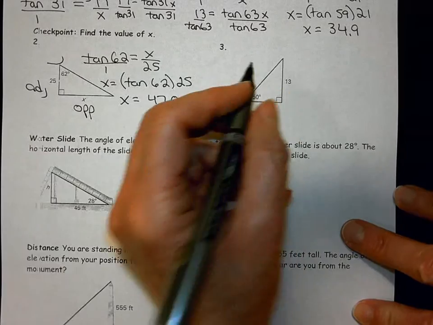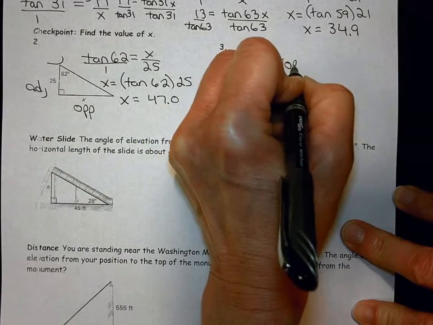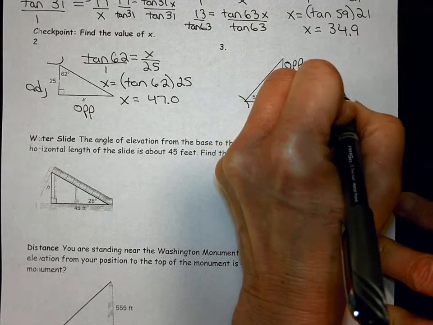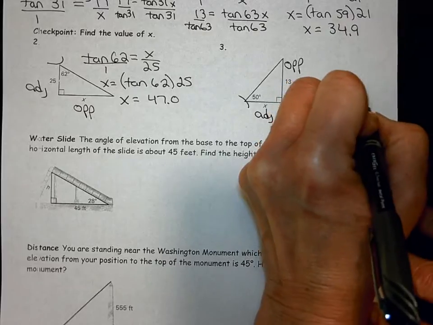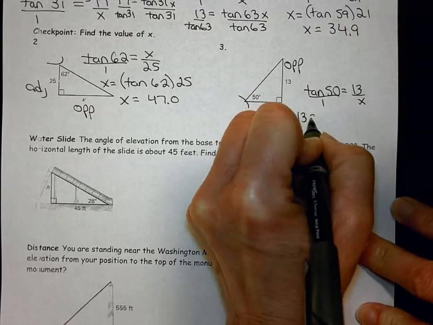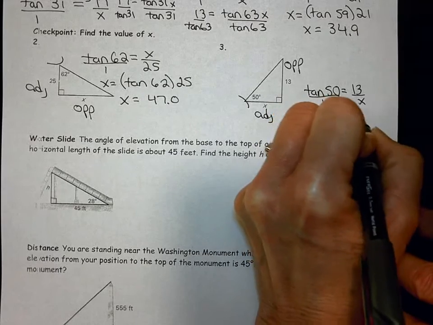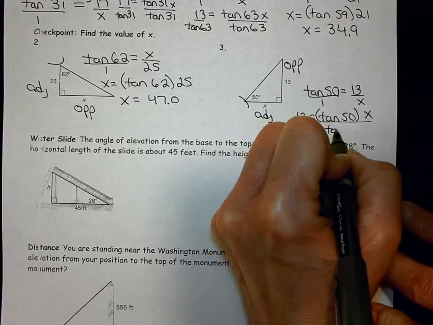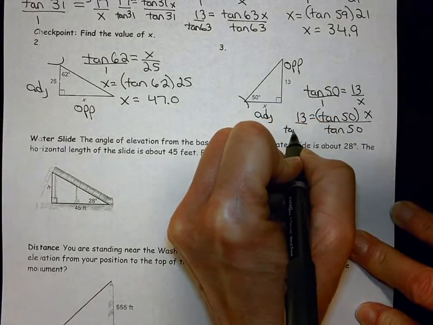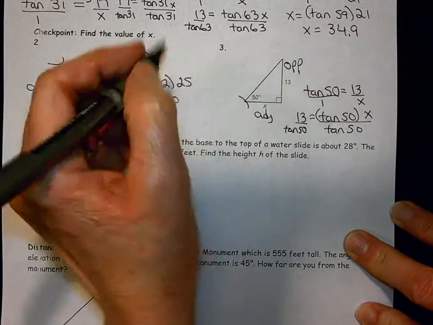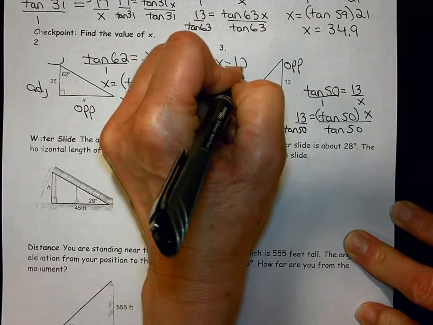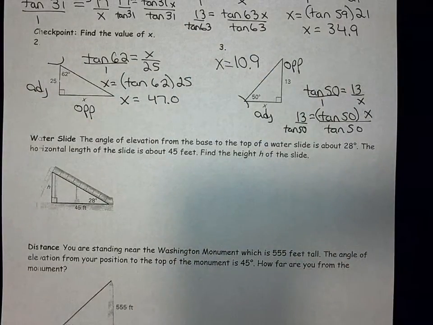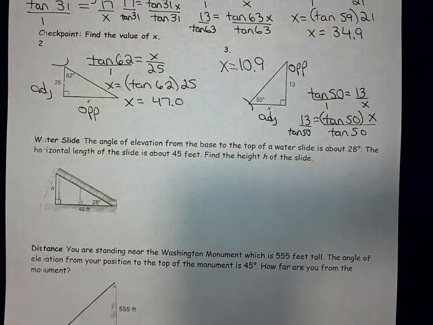Okay, if we look at number 3, again we're standing on 50, opposite, adjacent. So tan of 50 is going to be 13 over x. We cross multiply. 13 is equal to tan of 50 times x. We're going to have to divide on this one, so divide by tan of 50. Sorry, I ran out of room. So x is going to be 10.9. So there's a look at the two checkpoints. Again, be careful to label opposite, adjacent, and hypotenuse.